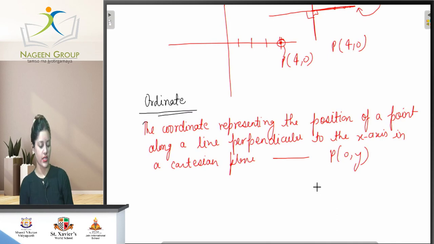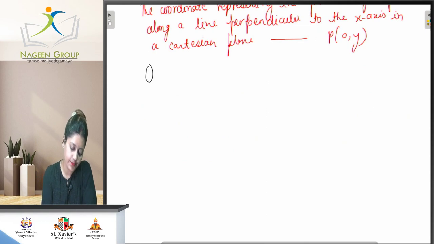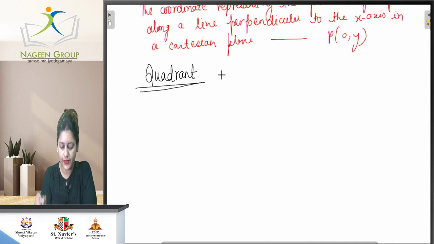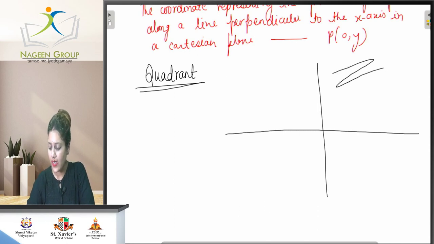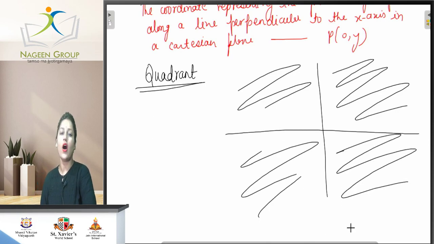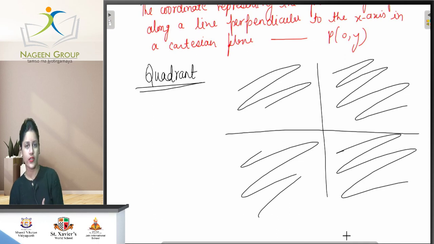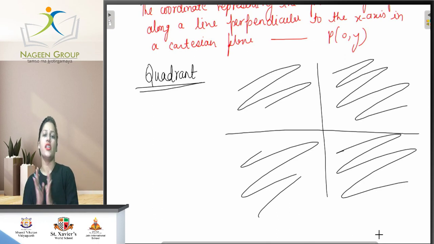X-axis, just the opposite. After that, we have to learn about the quadrant. What is a quadrant? These number lines make 4 areas. These 4 areas are making quadrants. Quadrant is a word that shows the 4. Quad means 4. So here the number lines make 4 areas, that is, between the number lines' intersection, all of these together are known as quadrants.